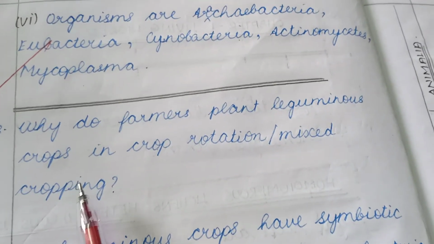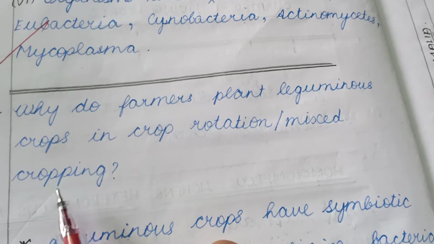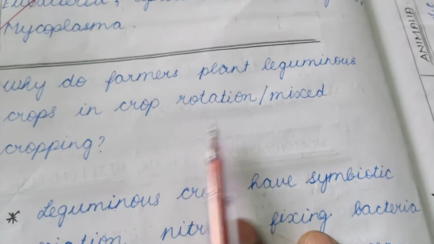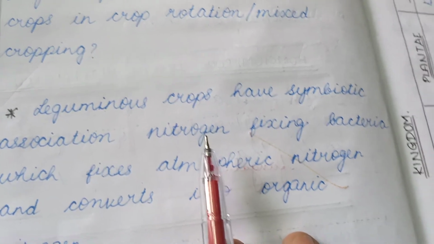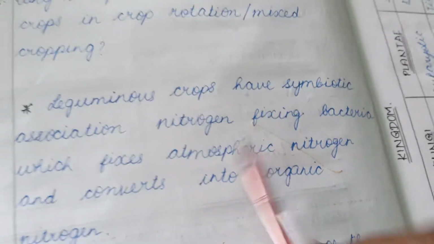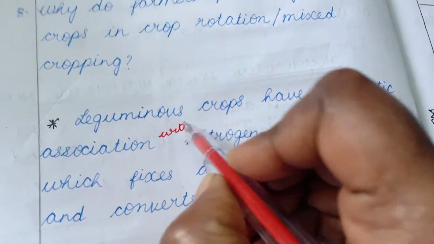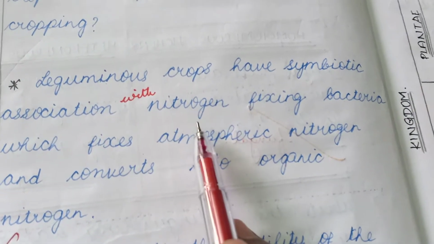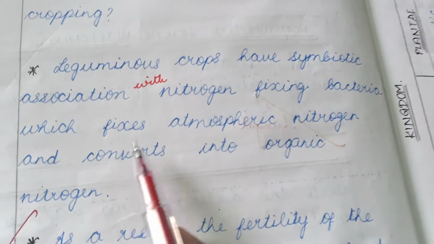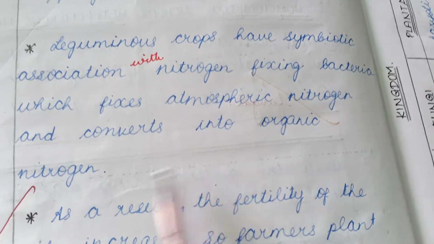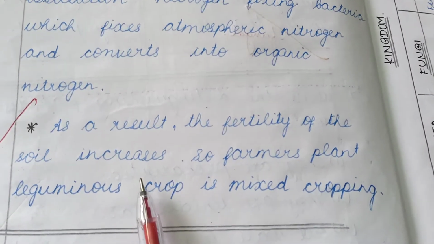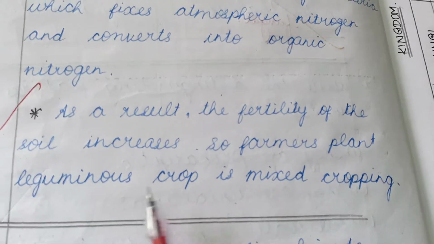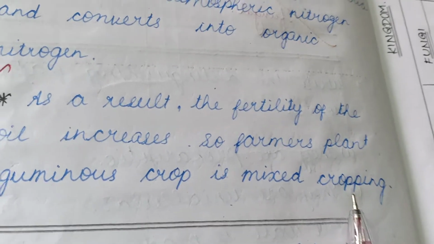Question number 8. Why do farmers plant legume crops in crop rotations or mixed cropping? Leguminous plants have a symbiotic association with nitrogen-fixing bacteria which fix atmospheric nitrogen and convert it into organic nitrogen. As a result, the fertility of the soil increases. So farmers plant leguminous plants in mixed cropping. That is the answer for question number 8.